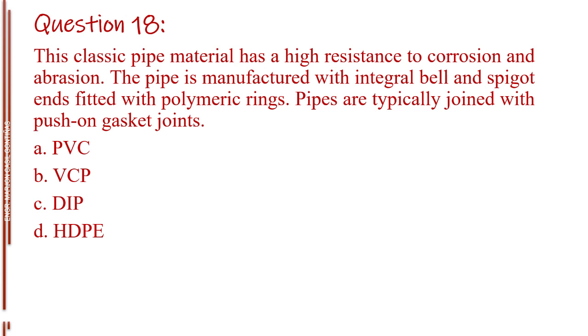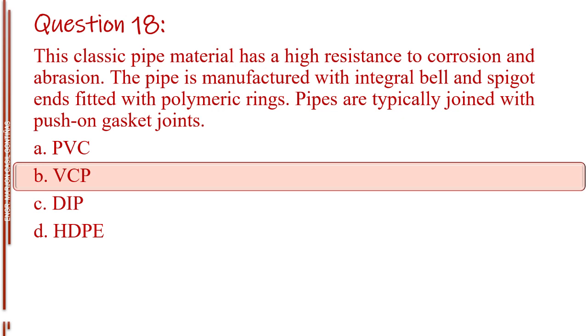Question number 18. This classic pipe material has a high resistance to corrosion and abrasion. The pipe is manufactured with integral bell and spigot ends fitted with polymeric rings. Pipes are typically joined with push-on gasket joints. Letter A, PVC. Letter B, VCP. Letter C, DIP. Letter D, HDPE. The answer is letter B, VCP. VCP stands for vitrified clay pipe.